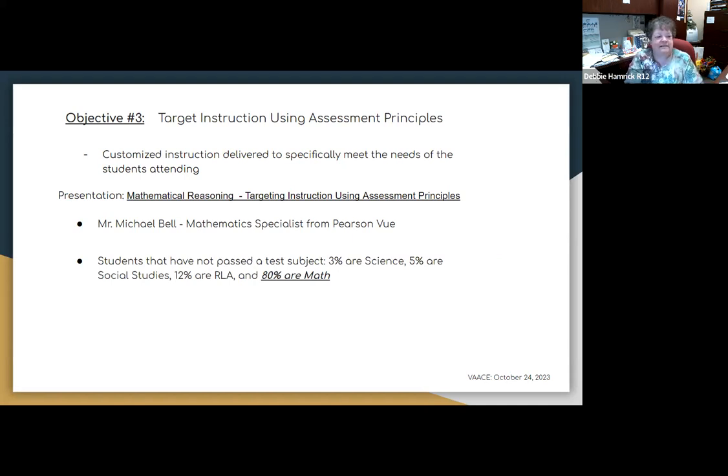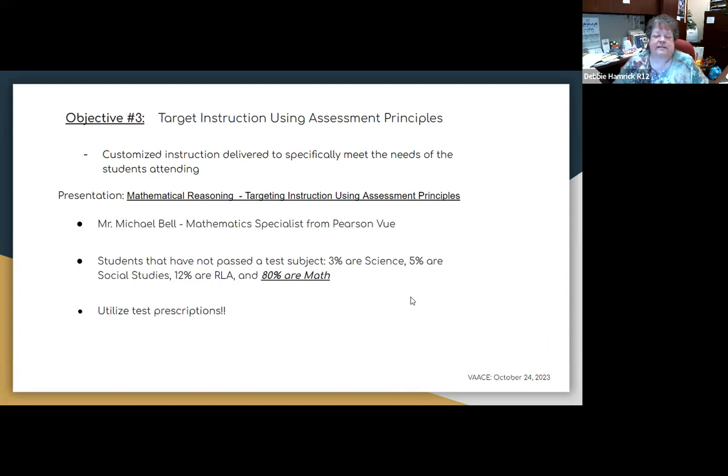Again, here are the statistics that were being shared all throughout the GED conference: students that had not passed a test. You can see them there, that science and social studies are lower categories at 3% and 5%. 12% are RLA, and 80%, there's that figure again, 80% of students not passing a test or needing a test is at 80%.